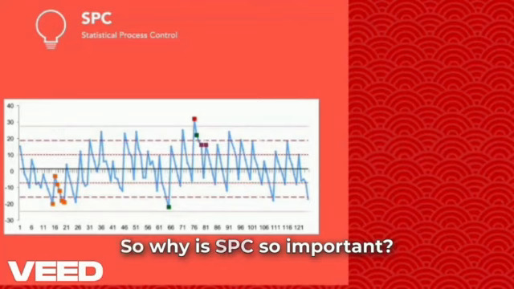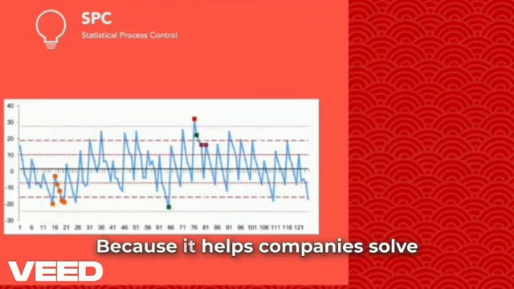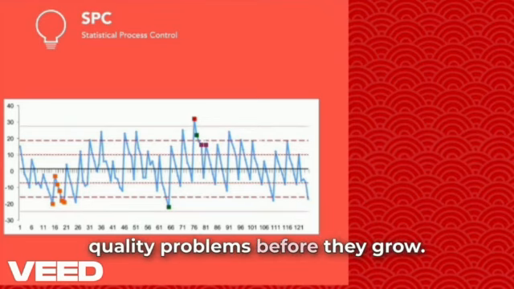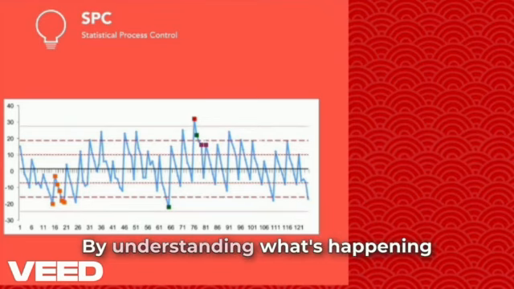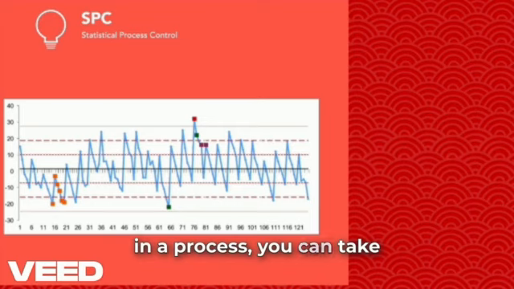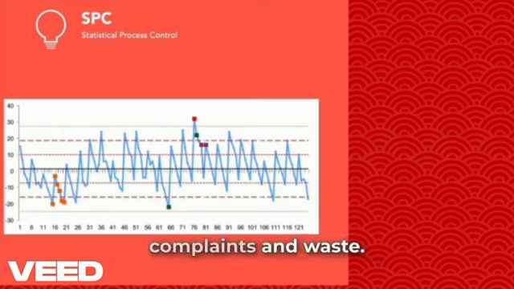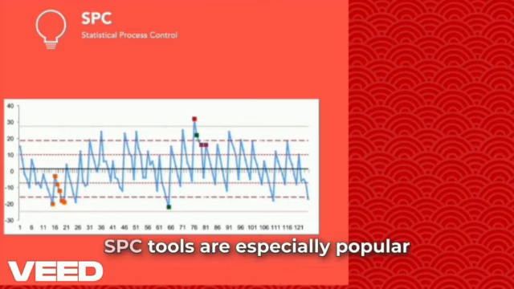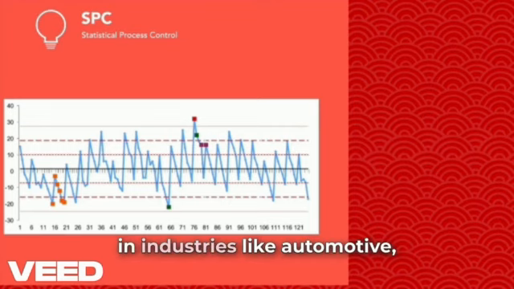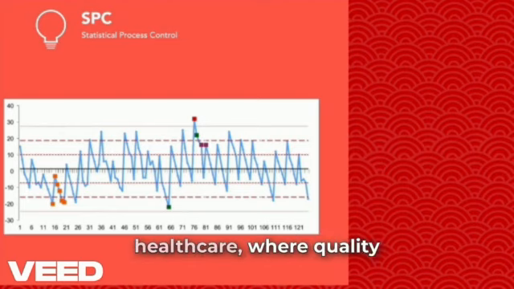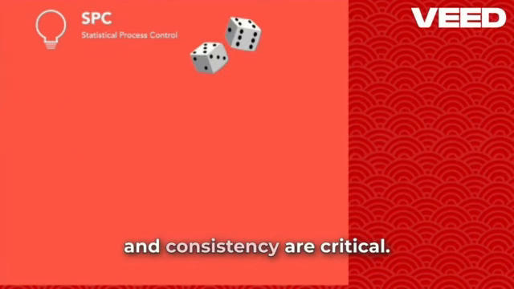So why is SPC so important? Because it helps companies solve quality problems before they grow. By understanding what's happening in a process, you can take action at the right time. This reduces rework, customer complaints, and waste. SPC tools are especially popular in industries like automotive, food, electronics, and even healthcare, where quality and consistency are critical.